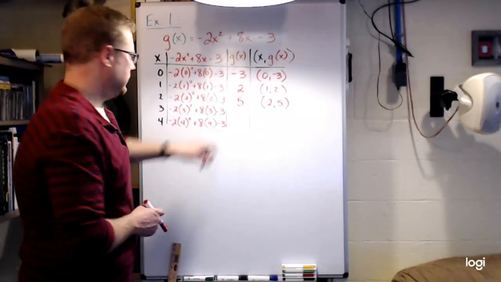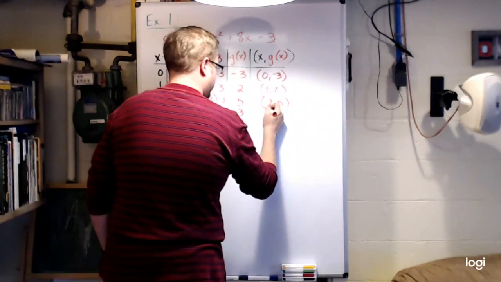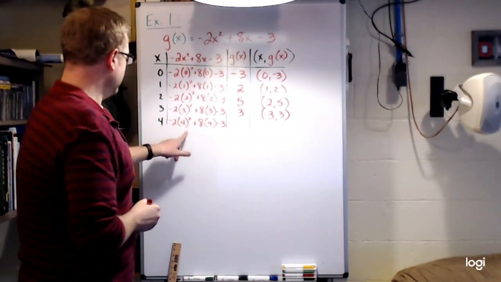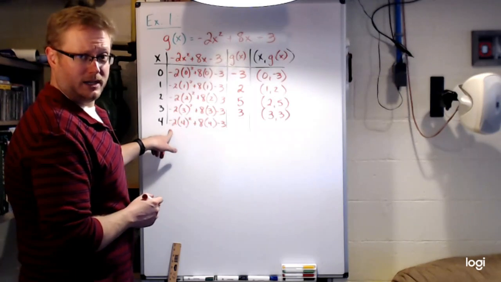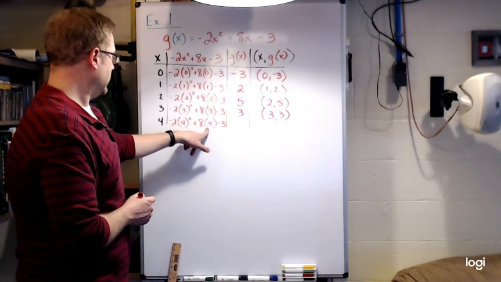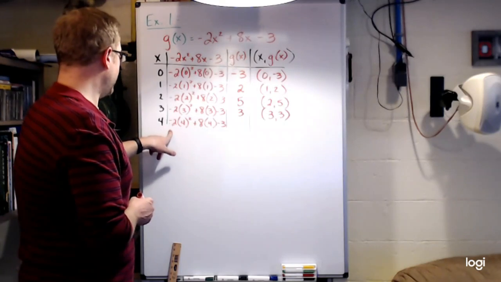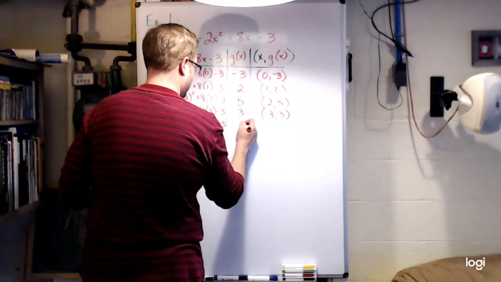Yeah, am I doing this right? Sorry guys, I'm doing this all in my head. 3, 3. And lastly, 4 squared is 16. 16 times -2 is -32. Plus 8 times 4 is 32, so -32 plus 32 is 0, minus 3 is -3.